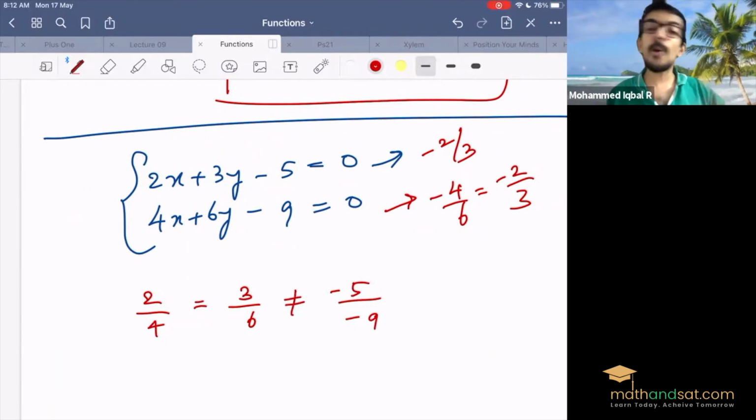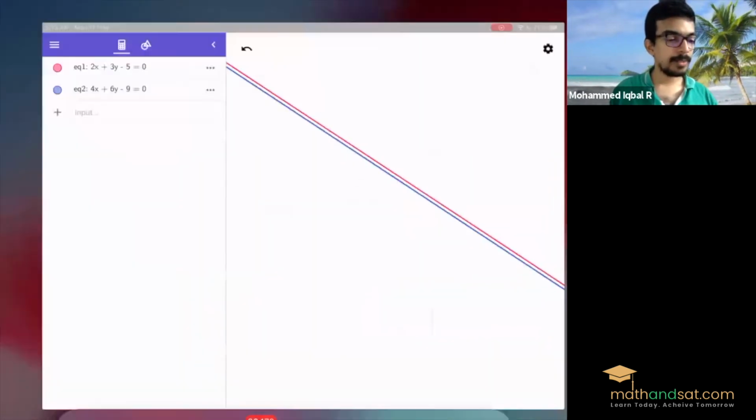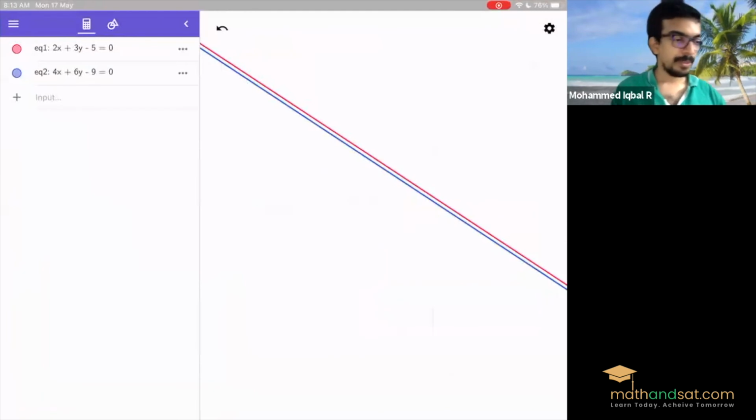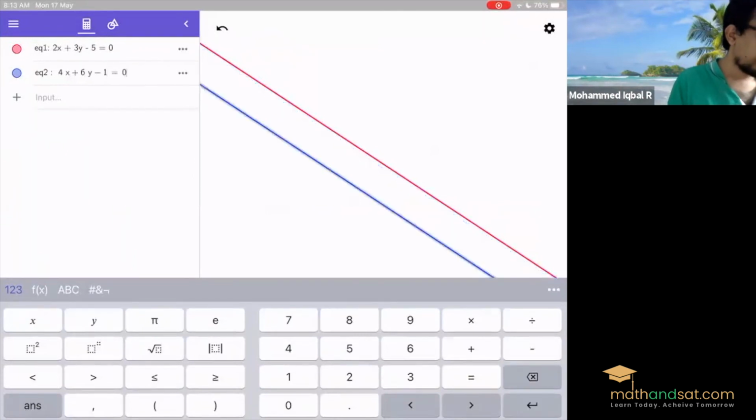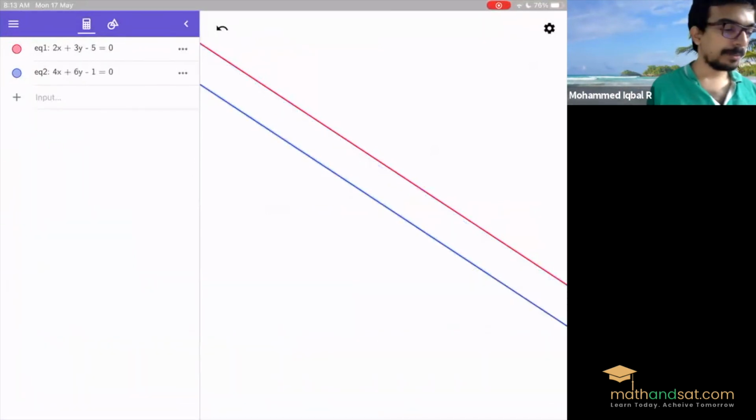But since the slopes are the same, and slope gives an indication of the direction of the line, the lines have the same direction, which means they are parallel. They are not coincident, but they are parallel. Now, if I change minus 9 to some other number, if I make it minus 1, this will be parallel.